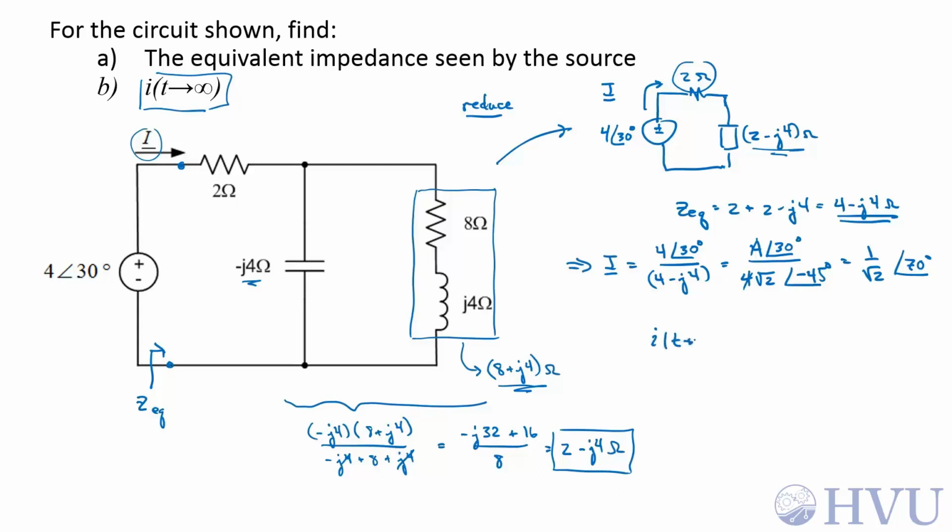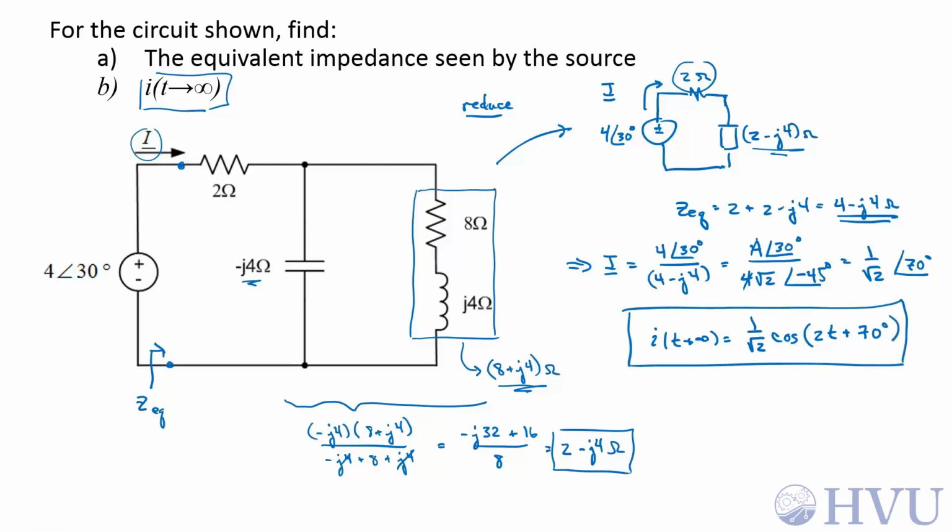So I, as t goes to infinity, is a sinusoid with this magnitude, 1 over root 2. Cosine of the frequency, which was originally 2 radians per second, plus 70 degrees. And there's an answer to our problem. As usual, there's more than one way to do a problem.